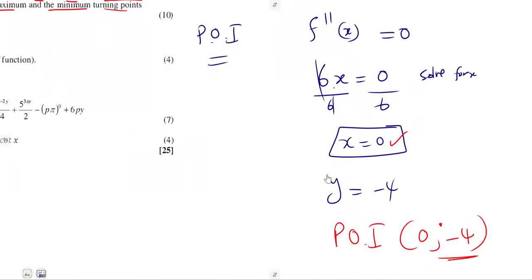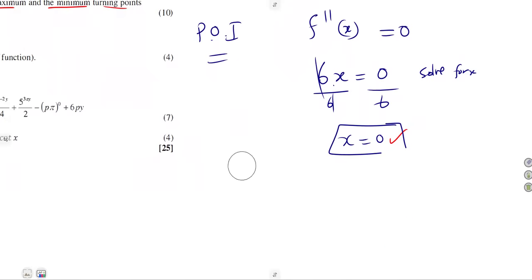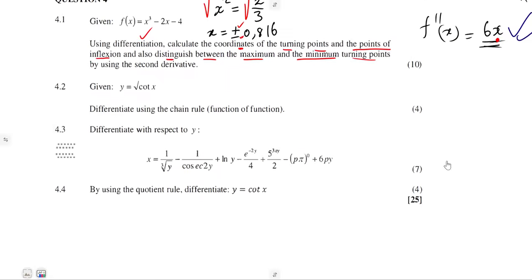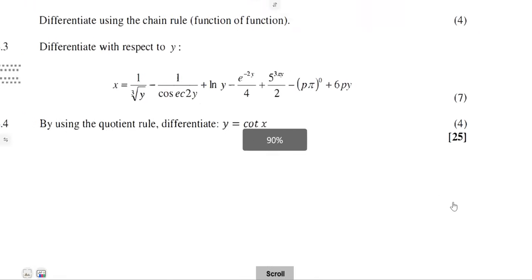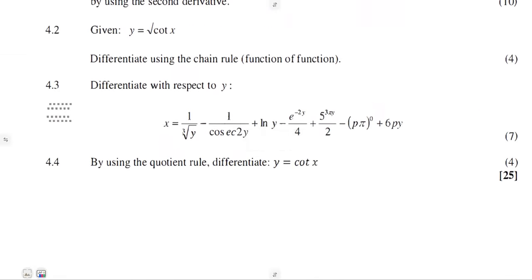Just like that. They will be testing you guys. Do you know the concept, this and that? So you see, if you have all these basics, it will be a walkthrough type of question when you are in the exam. Then on another question, which is 4.2, we are given this. Y is equal to the square root. That is the square root of what?